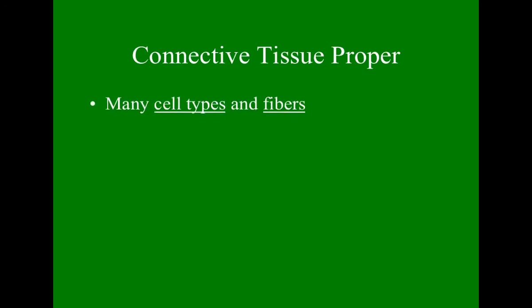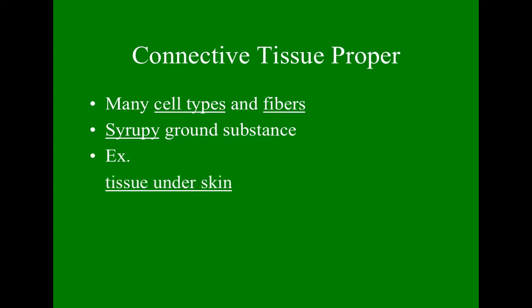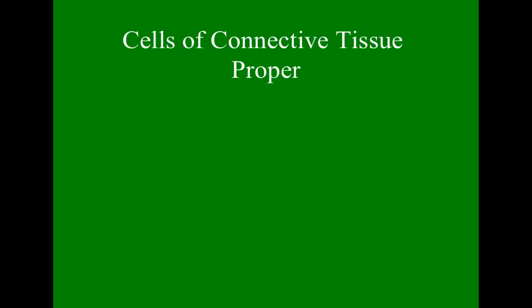This type has a lot of different cell types as well as a wide variety of fibers. The ground substance that is present is very syrupy, almost like a maple syrup or a corn syrup. Examples of connective tissue proper are the tissue underneath our skin, fatty tissue, tendons, and ligaments. All right, so let's go through the 5 different types of cells that we have in connective tissue proper.